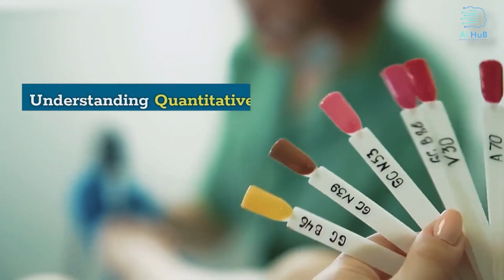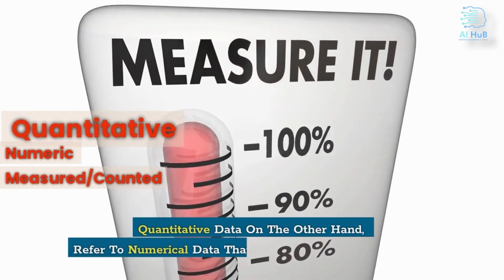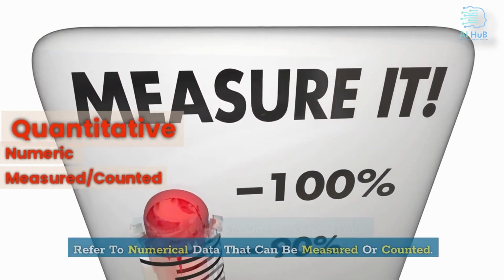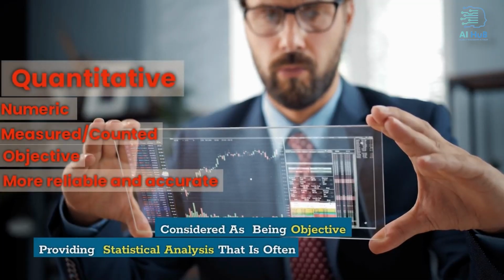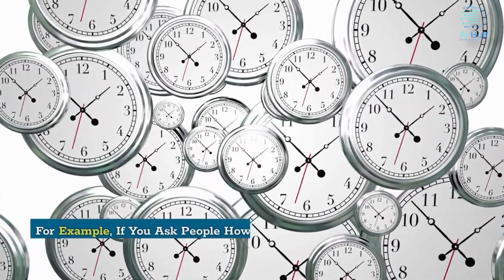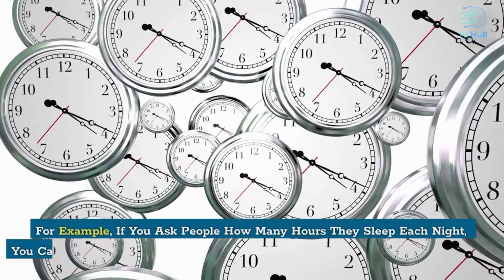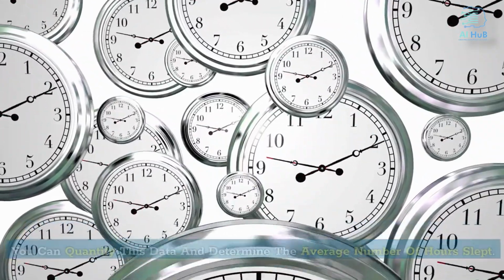Understanding quantitative data. Quantitative data, on the other hand, refer to numerical data that can be measured or counted. Considered as being objective, providing statistical analysis that is often more reliable and accurate. For example, if you ask people how many hours they sleep each night, you can quantify this data and determine the average number of hours slept.